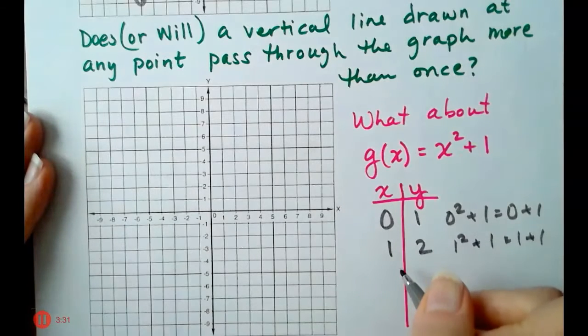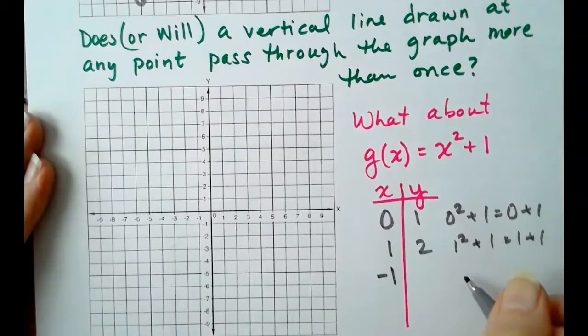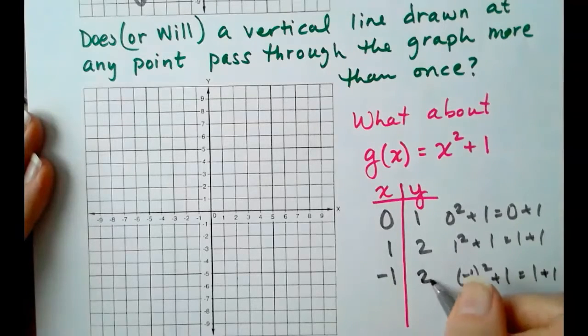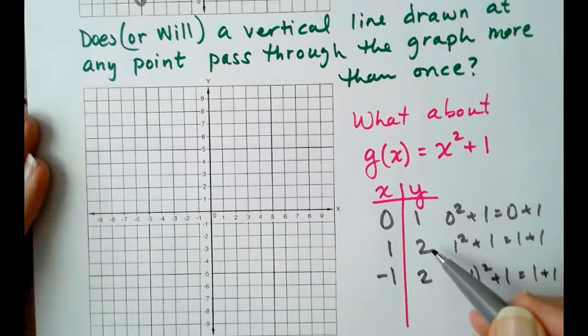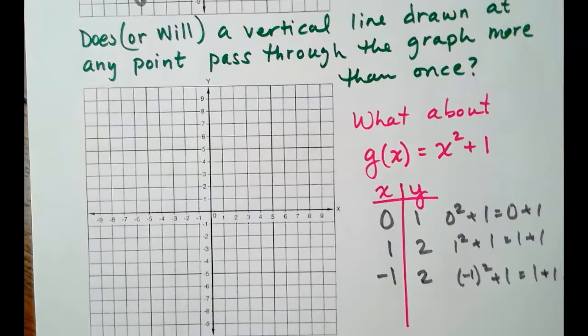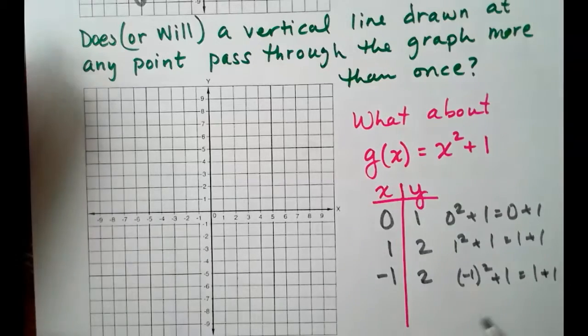Let's plug in a negative value. How about -1? When we plug in -1, we get (-1) squared. Again, note the use of parentheses here. They're always a good option. Plus 1. So (-1) squared is 1, and 1 plus 1 is 2. So is it okay to have repetitive y values? Is that still going to allow our graph to pass the vertical line test? We'll see in just a moment.